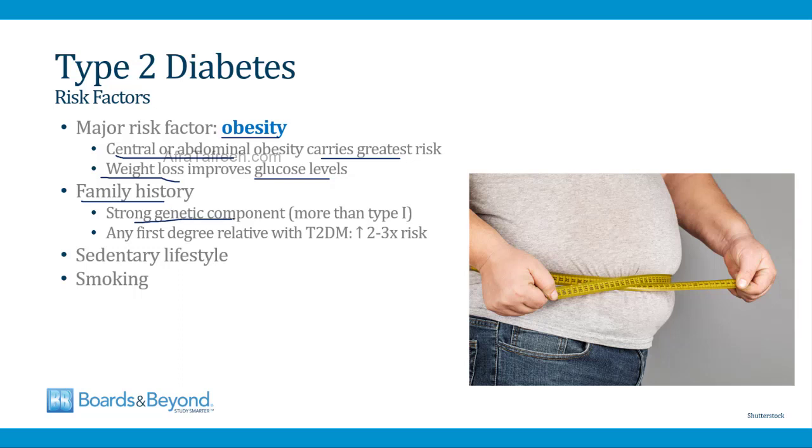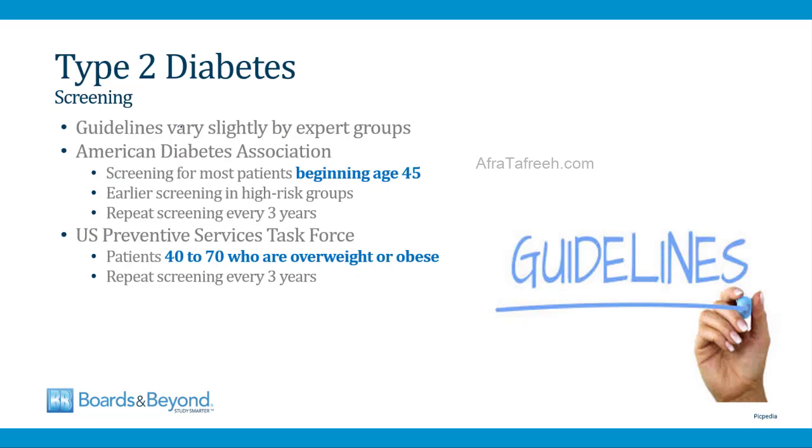Family history is also an important risk factor. There is a strong genetic component, even stronger than among patients with type 1 diabetes. For patients with any first-degree relative who has type 2 diabetes, their risk of developing the condition is 2 to 3 times higher than patients who don't have a first-degree relative with diabetes. And then beyond obesity and family history, sedentary lifestyle is also a risk factor, and so is smoking. Type 2 diabetes usually has a slow, insidious onset and a prolonged asymptomatic phase, so for this reason, screening is recommended. The guidelines on exactly who should be screened and when vary slightly by expert groups.